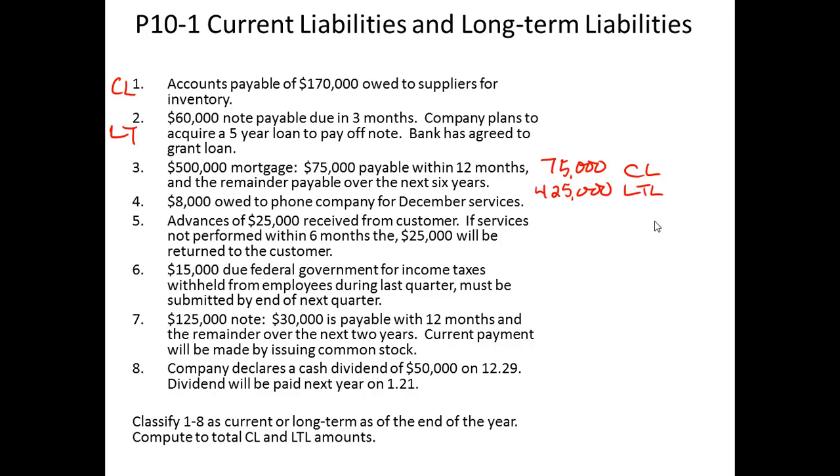Number 4, $8,000 owed to the phone company for December services. That's a current liability. Phone company does like you to pay those bills on a monthly basis.